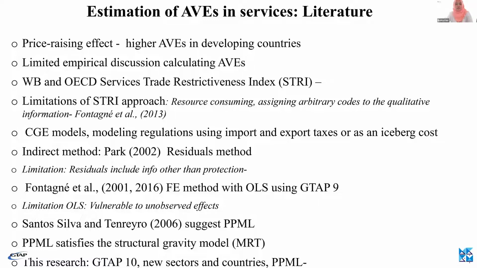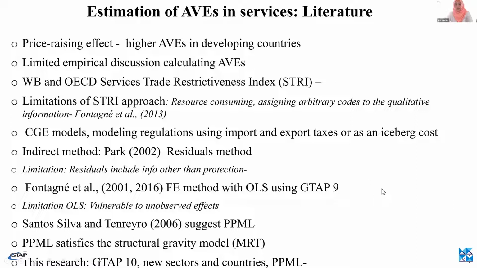One part of the literature talks about the AVEs in the services sector using the STRI data, the Services Trade Restrictiveness Index. There are certain limitations mentioned in the earlier papers about the STRI approach: that it is resource consuming and it basically assigns arbitrary codes to the qualitative information on the regulations. Also, there are papers using the CGE model, modeling the regulation using import and export taxes and iceberg cost.